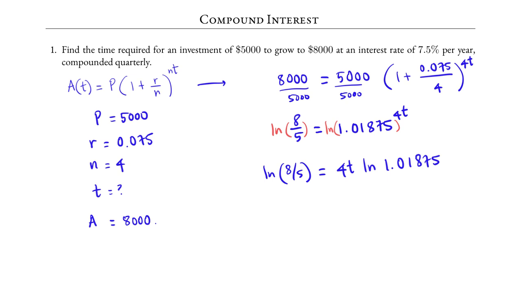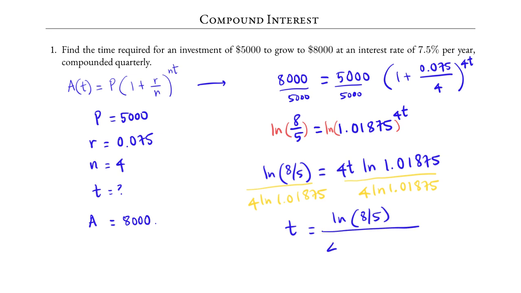We then isolate t. To get t by itself, we divide by 4, and we also divide by ln of 1.01875 on the right-hand side. If we do that, we have to do the same thing on the left-hand side, divided by 4 times ln of 1.01875, all in the denominator. t is therefore ln of 8 over 5, over 4 ln of 1.01875. We will not simplify 8 over 5 because we will use a calculator anyway.